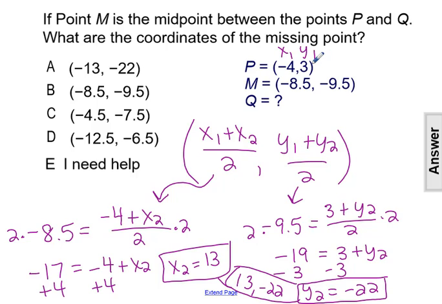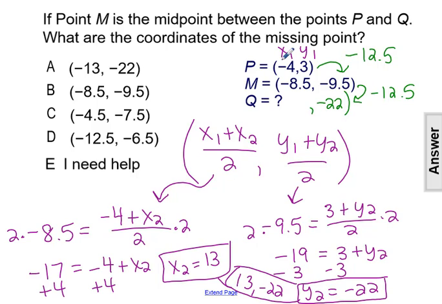For example, to go from the first endpoint to the midpoint, to go from the y value of 3 to the y value of negative 9.5, you have to subtract 12.5. So if we subtract 12.5 from the midpoint, that gives us the y value of the other endpoint of negative 22. You can also do that with the x values.